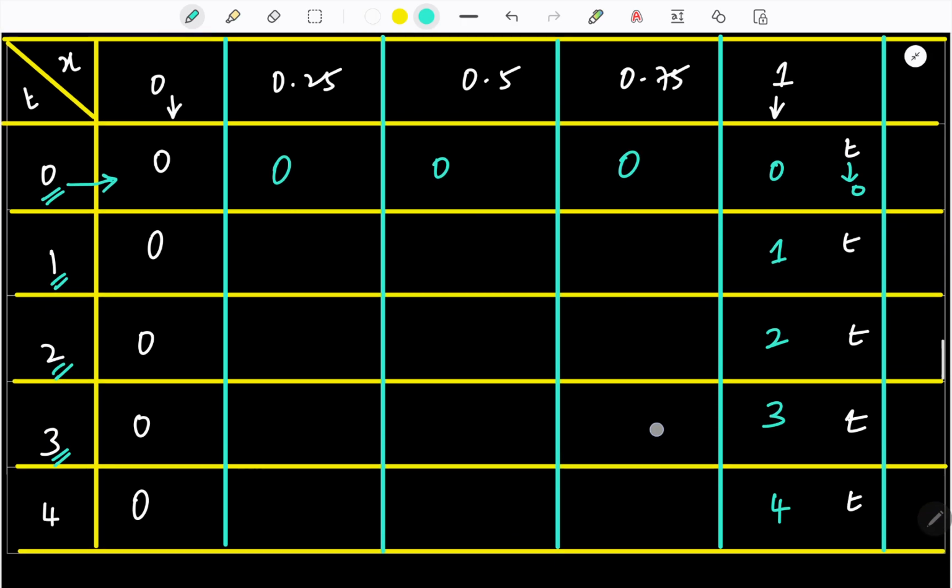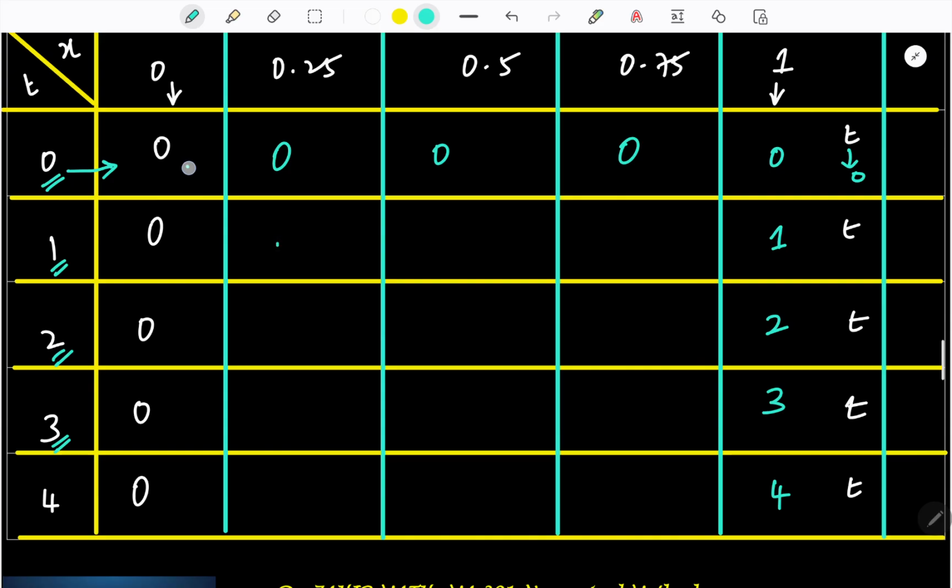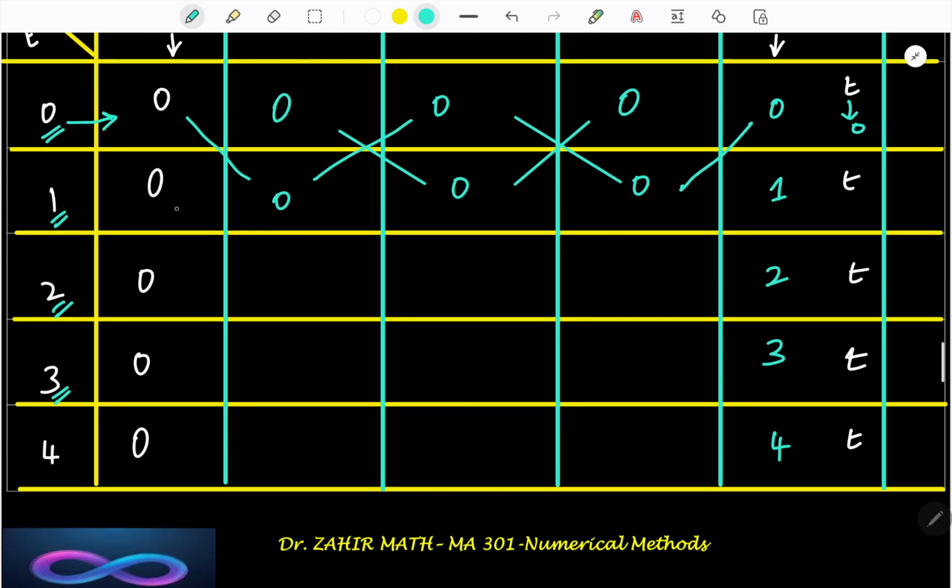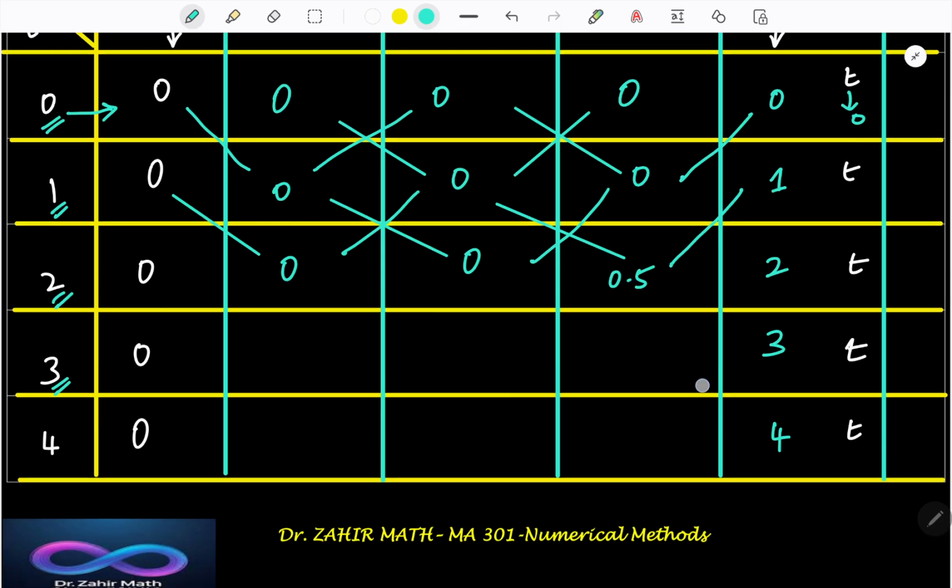So you're going to calculate this one by adding this and this, dividing by 2, this is 0. So this one and this one dividing by 2, which is 0. This one and this one divide by 2 is 0. This one and this one divided by 2, 0. This one and this one, 0. This one and this one, 0.5. Is it okay? Right. So now because it's 1 divided by 2.